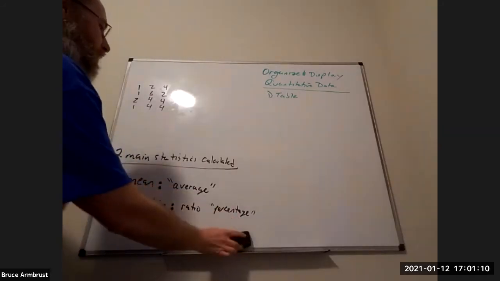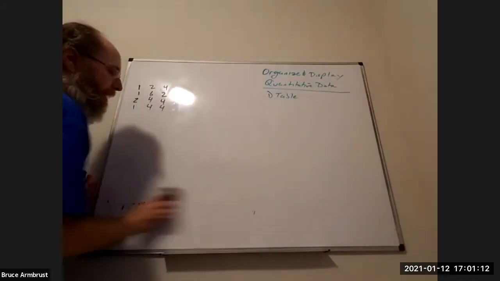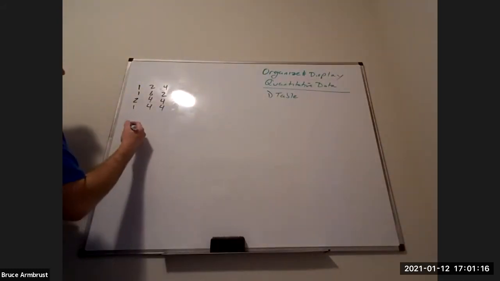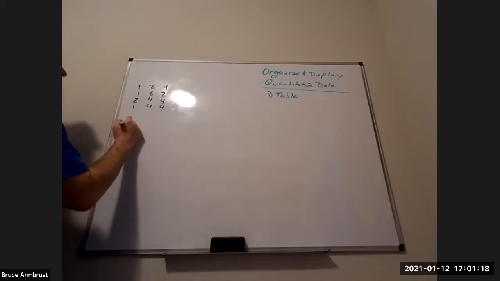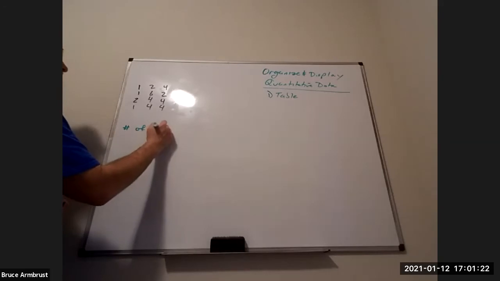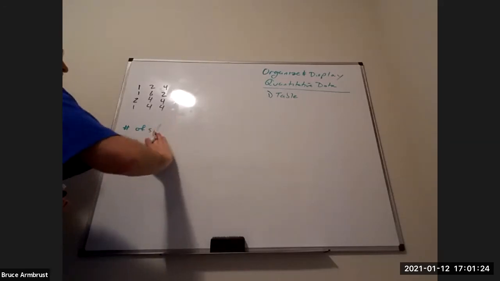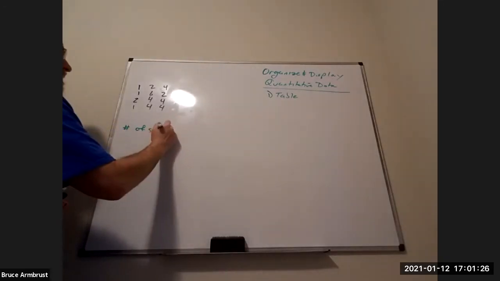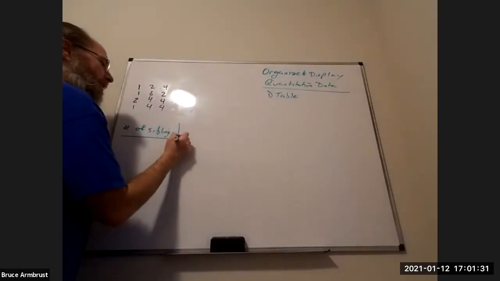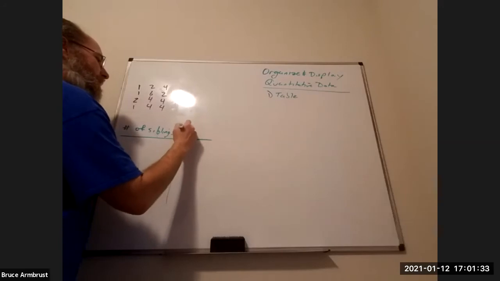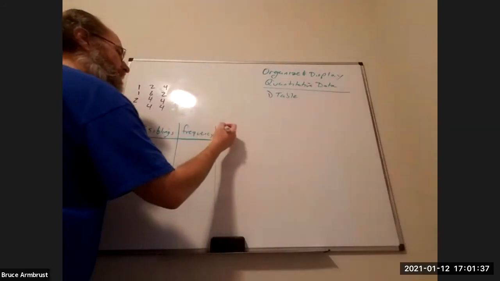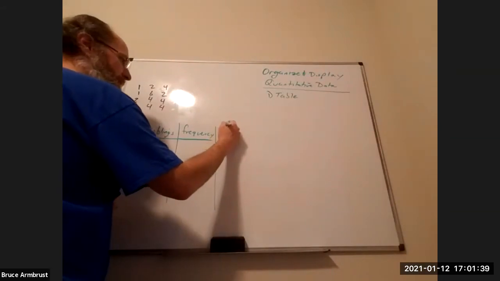All right, so here's what this table would look like for this data. In the first column is going to be number of siblings. The second column is going to be frequency. Then we're going to put relative frequency.